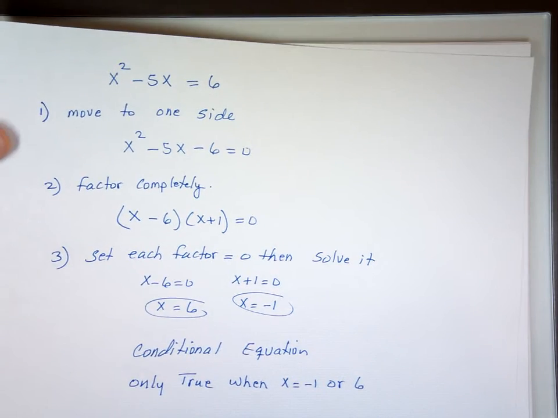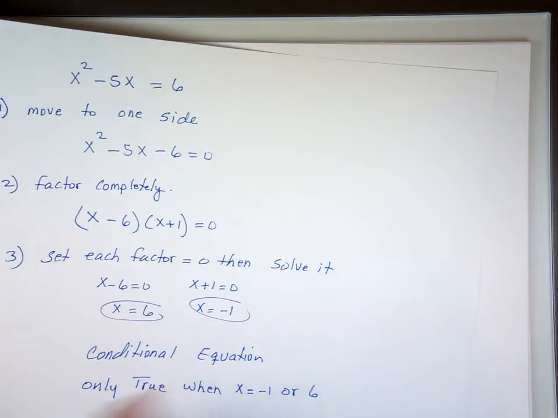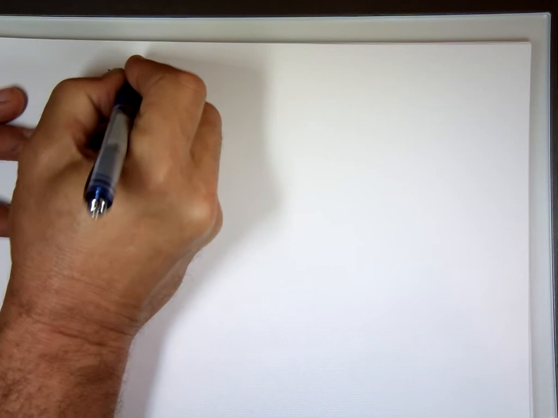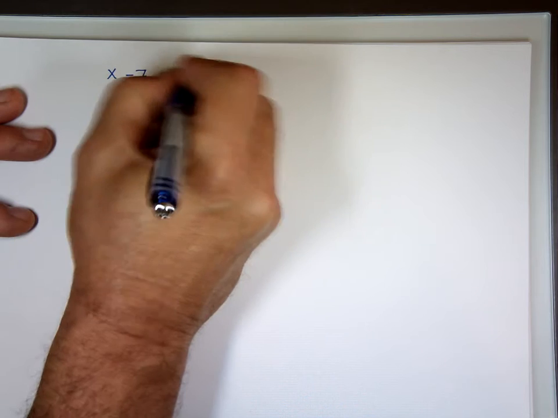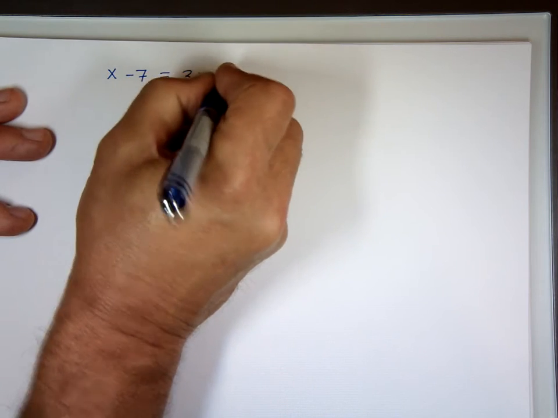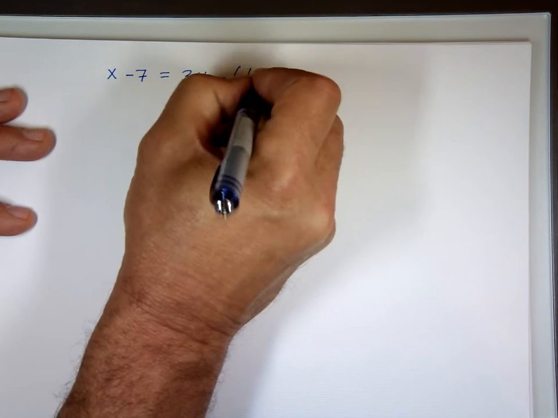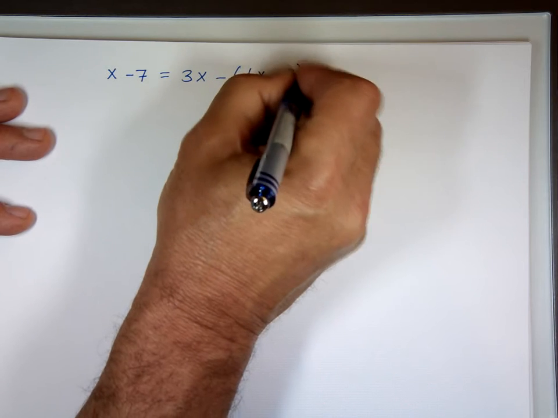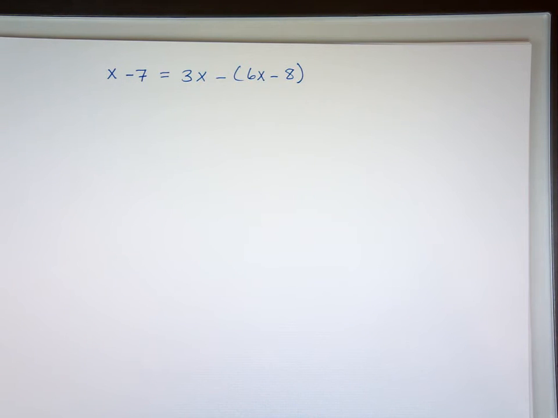So I'm going to just give different problems, conditional equations. Some might be linear, some quadratic. I'll try to find some bigger ones. Let's say I got this one: x minus 7 equals 3x minus (6x minus 8). And I want to solve that equation.